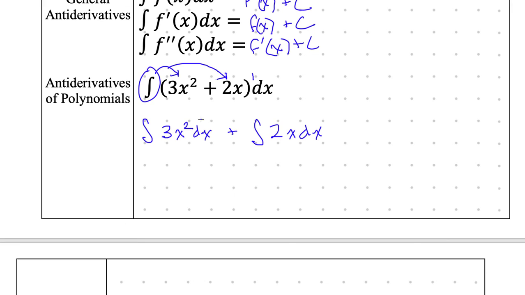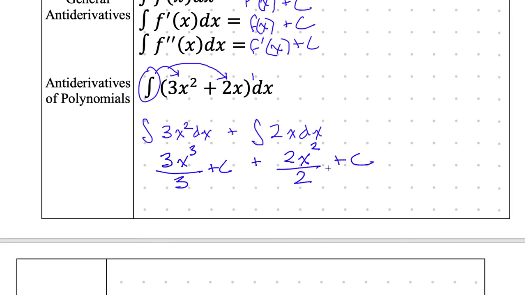Anyway, here we go. Take the antiderivative. X to the power of 2 is going to go to x to the power of 3. Again, divide down and I get what? Divide by what? 3. Don't forget your constant of integration. And then we can say plus, over here, 2x to the power of what? 2. Divide down by what? 2. Don't forget your constant of integration.